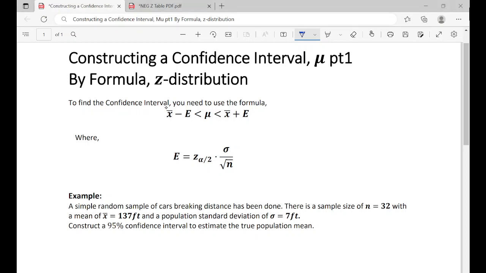To find the confidence interval, you need to use the formula x bar minus the margin of error is less than mu is less than x bar plus the margin of error, where the margin of error formula is z sub alpha over 2 times sigma, the population standard deviation, over the square root of n.